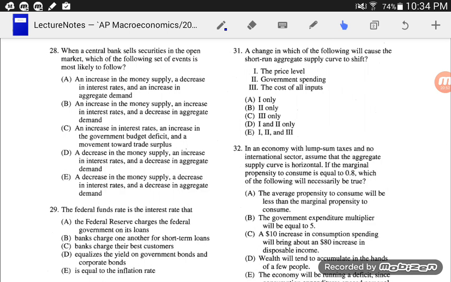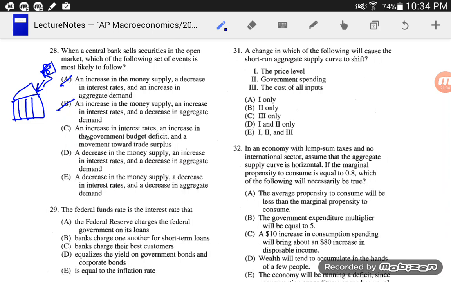So 28. When a central bank sells securities in the open market, which of the following set of events is most likely to occur? Alright, so if they are selling securities, I drew this earlier, so there's my Fed building. In order to buy them from the Fed, the money is going to go in there and it's going to disappear. So the money supply is decreasing. So it's not going to be an increase in the money supply.